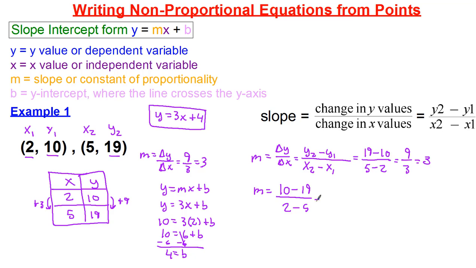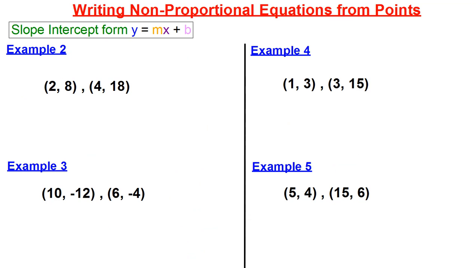2 minus 5. So 10 minus 19 is negative 9. 2 minus 5 is negative 3. Negative divided by negative equals a positive, so we should still get the same answer. So it doesn't matter what order you put it in, really, you'll get the same answer. Okay? Now, let's try a couple more examples.